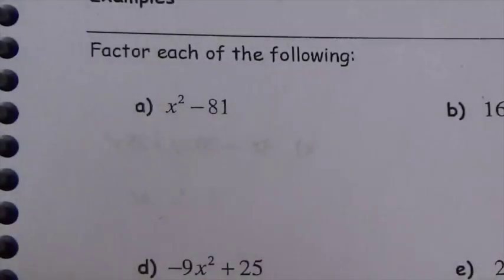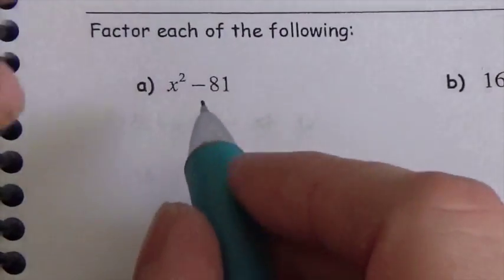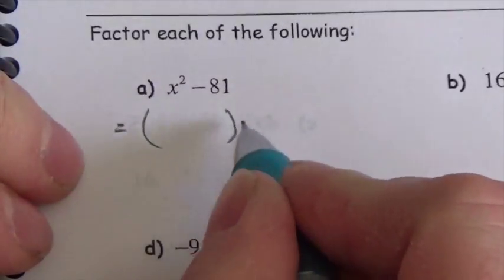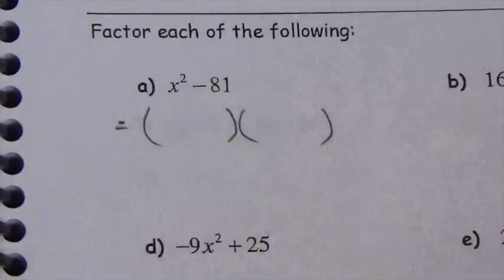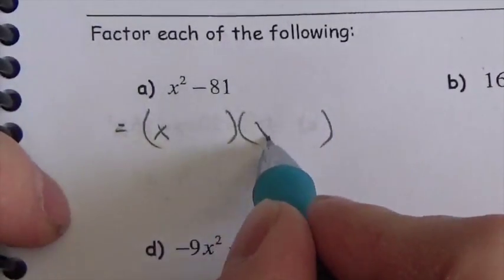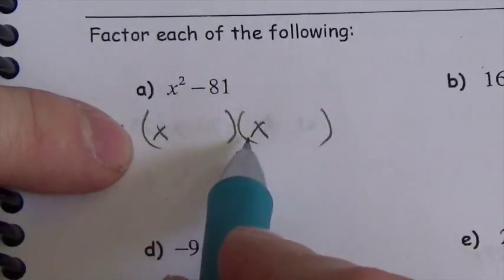Okay, so we're just going to factor a bunch of these. So here we go. x squared minus 81. Well, okay, I know that this is going to break apart into two binomials multiplied together. x squared is a perfect square, and its square root is x. I can split that apart into x multiplied by x here.